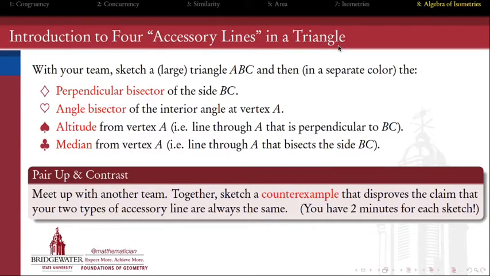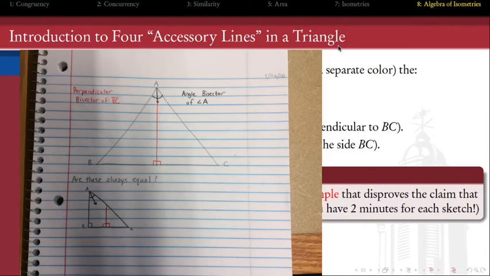But you've had an opportunity to look at these different types of accessory lines and think about how we know that these are necessarily different things in a triangle. So I want to start with the two kinds of bisectors. The perpendicular bisector of one of the sides of a triangle that the diamond's worked on, and the angle bisector of its opposite vertex, which is what the heart's worked on. So here's the diagram that demonstrates that those two might be different things.